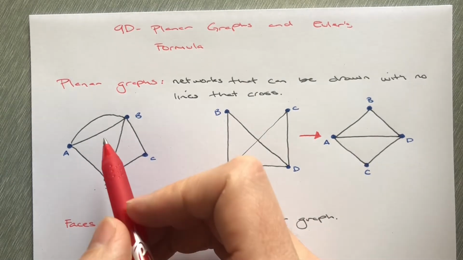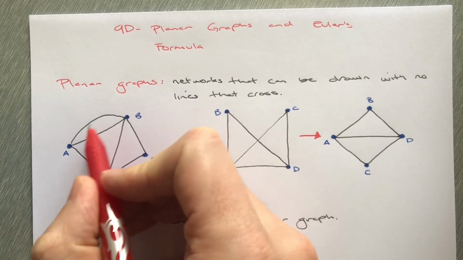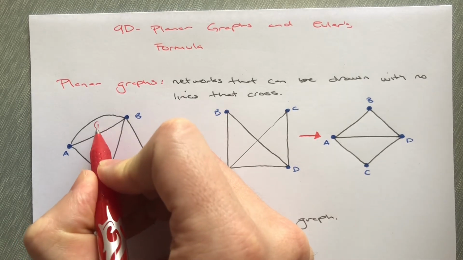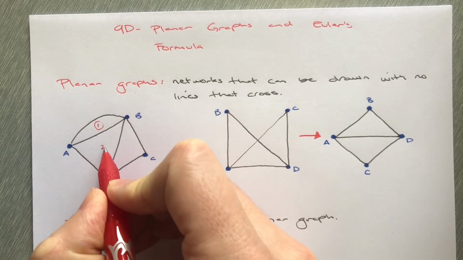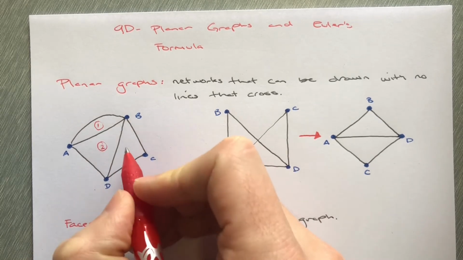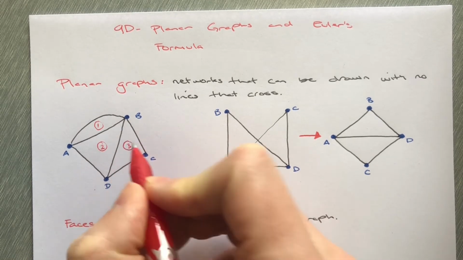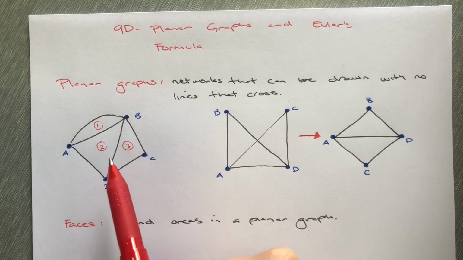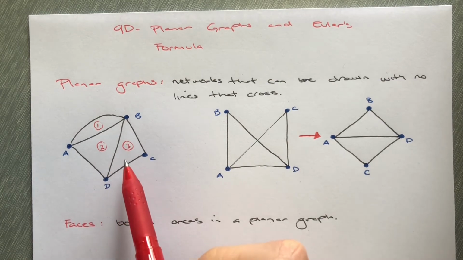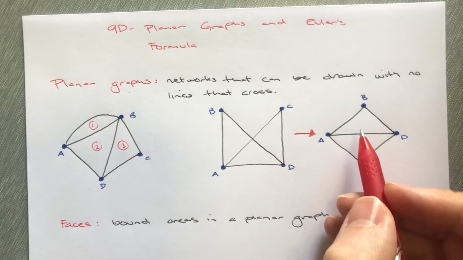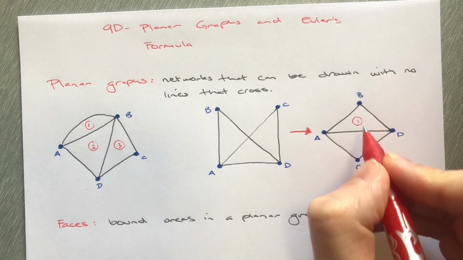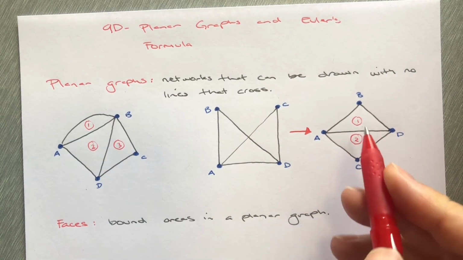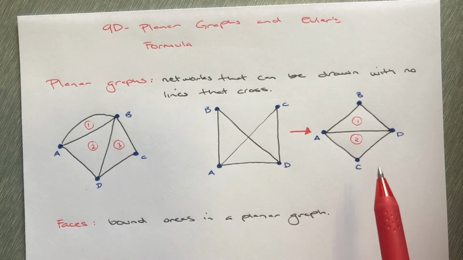A face is a bound area. Can we see how there's one bound area here? That would be maybe face one. There's a second bound area here, so that's the second face, and there's a third bound area here. So this graph has three bound areas, or three faces. If we look at this one over here, we've got one bound area and a second bound area there. So this one has two faces.